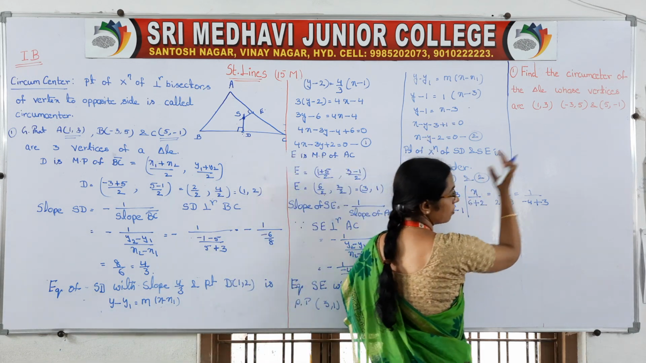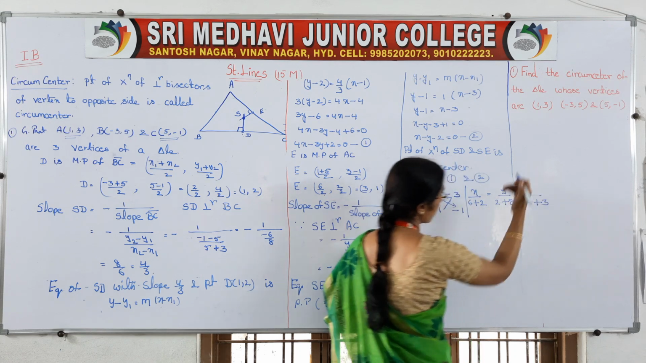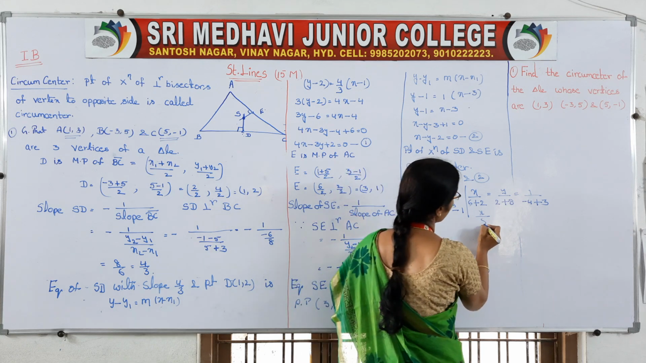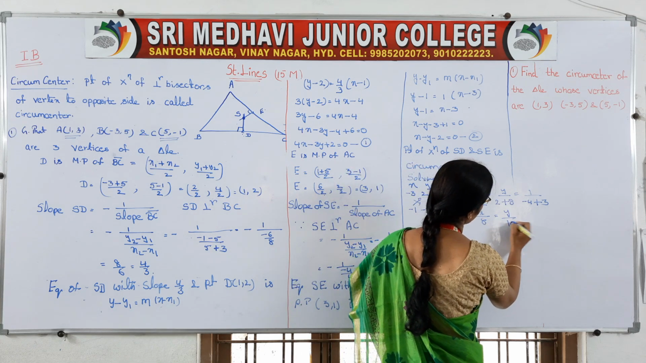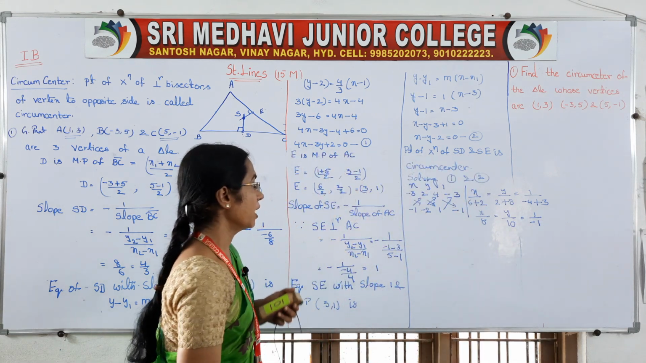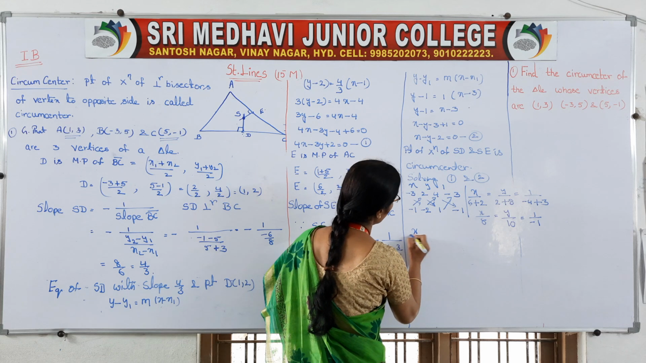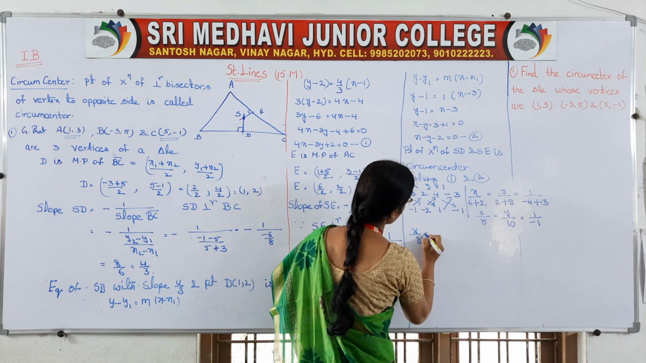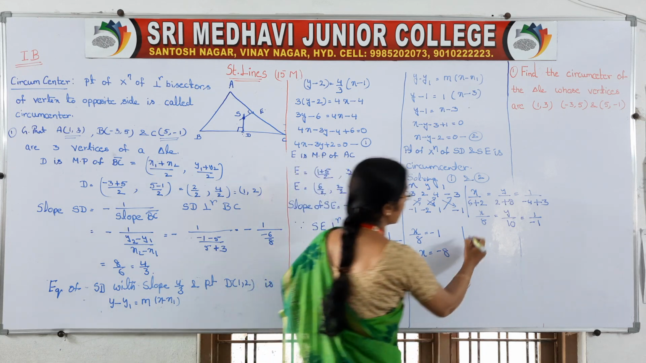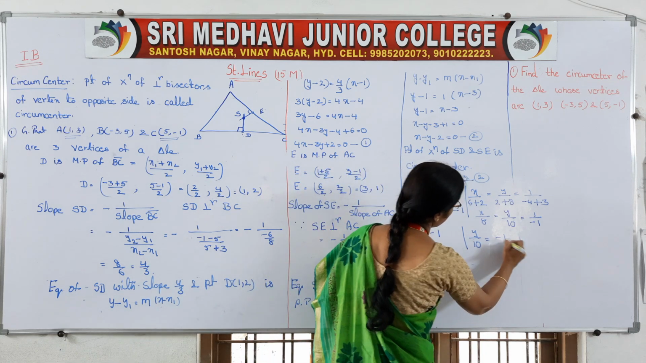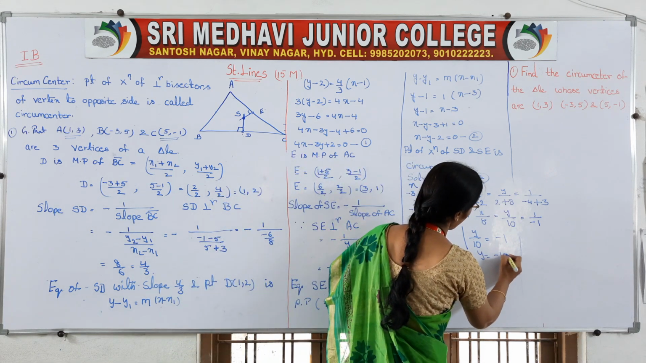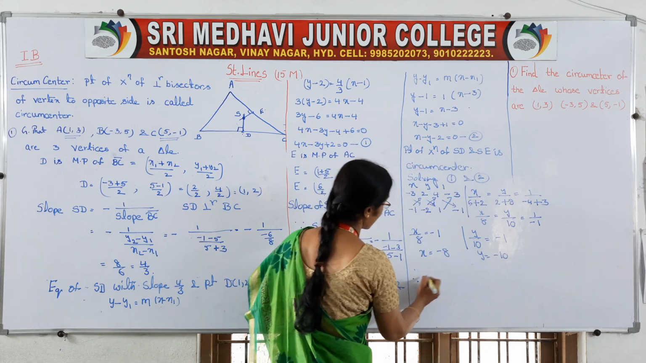So x term, constant term, y term, constant term. So x by 6 plus 2, how much? 8. Y by 10 is equal to 1 by minus 1. So x term and constant term: 1 by minus 1 means minus 1 only. X is equal to minus 8. Next, y by 10 is equal to minus 1, right? So y is equal to minus 10. So you got your circumcenter.